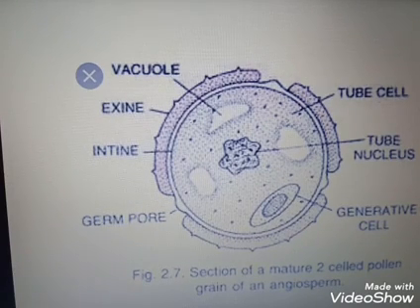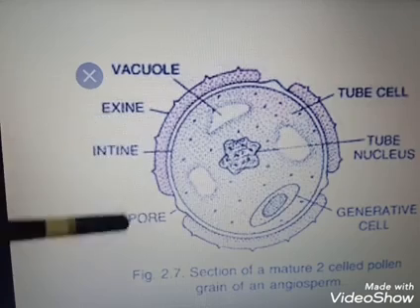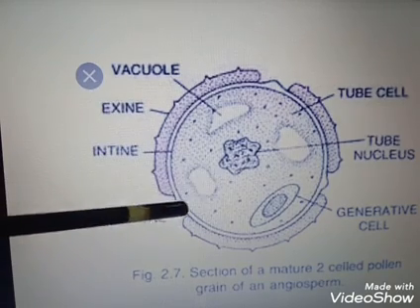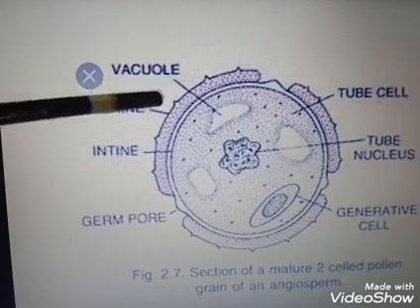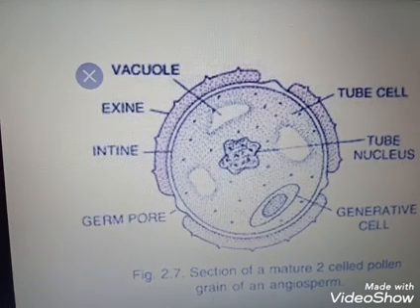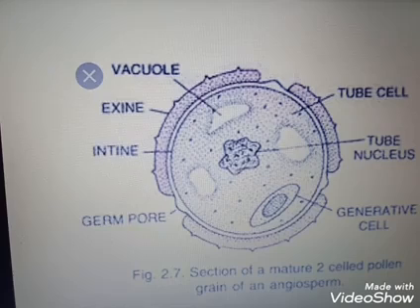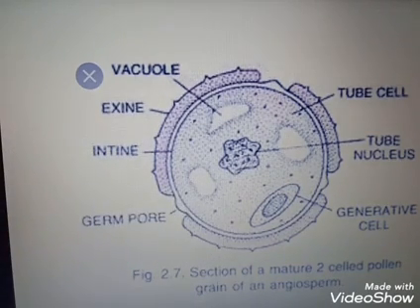So you have to draw all those figures in your notebook very clearly. Then you send them to me after drawing the pictures. Then exine, intine, germ pore. What is the function of this germ pore? The germ pore helps in the dehiscence of the pollen grain, and through the stomium of the anther wall the pollen grains come out. At the time of fertilization, the pollen tube emerges through this germ pore portion.